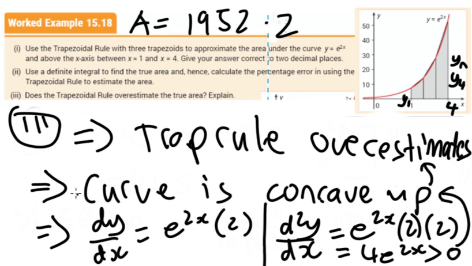So that is how you do that question. You should now be able to attempt the questions in the book 13, 14, 15, which are on trapezoidal rule, and just make sure you follow the rules for the concave up, concave down, etc. at the end.